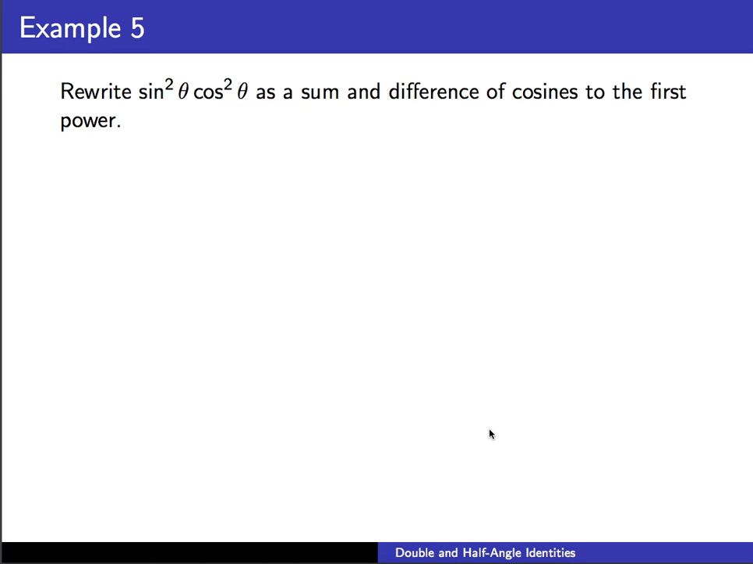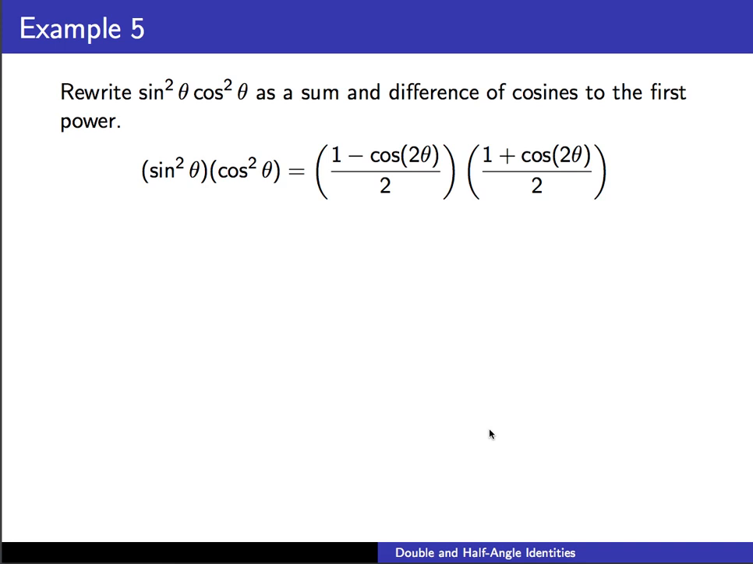So example 5: rewrite sine squared theta cosine squared theta as a sum and difference of cosines all to the first power. If we look at sine squared times cosine squared using our power reduction identities, sine squared is 1 minus cosine of 2 theta over 2. Cosine squared is 1 plus cosine of 2 theta over 2. If we multiply all these out, in our numerator we have a difference of squares that multiply to make 1 minus cosine squared 2 theta, and in our denominator we have 2 times 2 is 4. So here we have 1 minus cosine squared 2 theta all over 4.